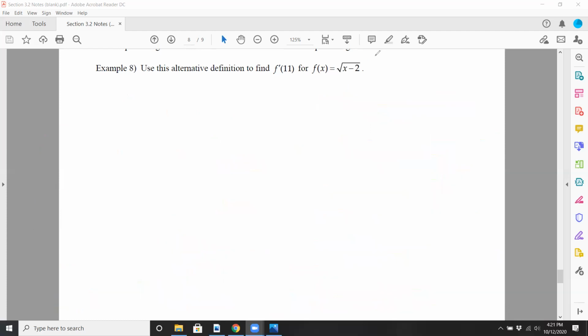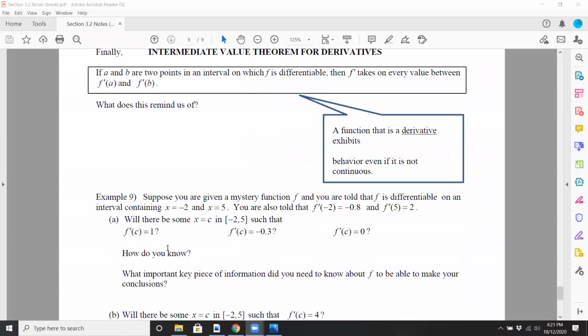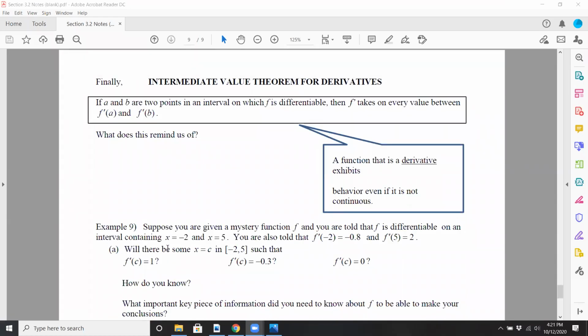Now, the intermediate value theorem for derivatives. If a and b are 2 points in an interval in which f is differentiable, then f prime takes on every value between f prime of a and f prime of b. So this reminds us of the IVT for continuous functions, which we talked about at the end of 2.3. We did talk about that.